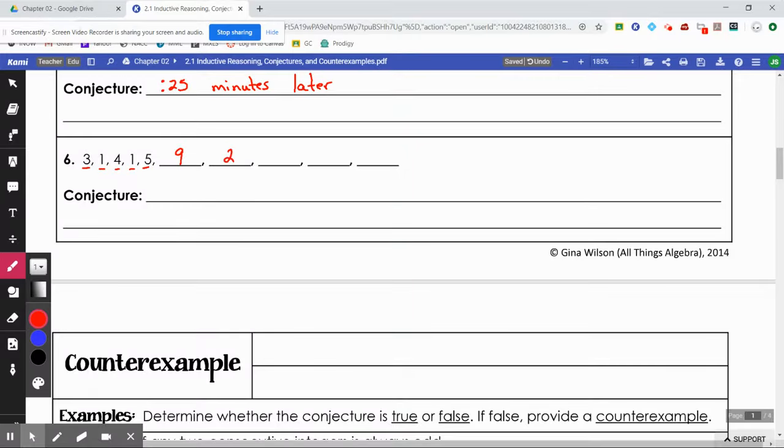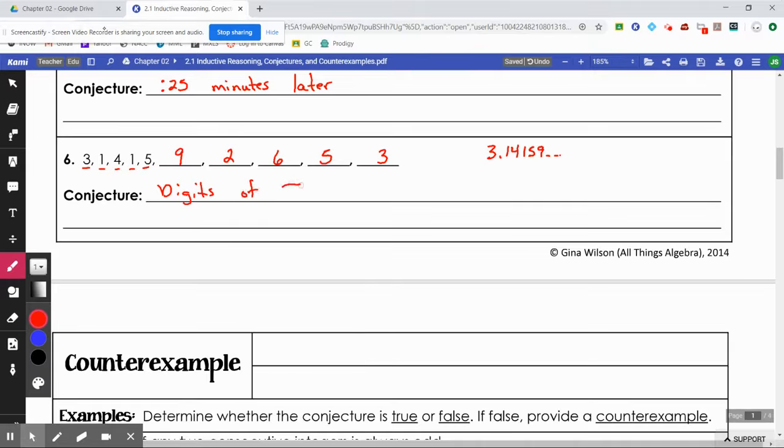9, 2, 6, 5, 3. And I'll let you think on that for a second. Here, see if this helps. 3.1415 dot dot dot. These are the digits of pi.